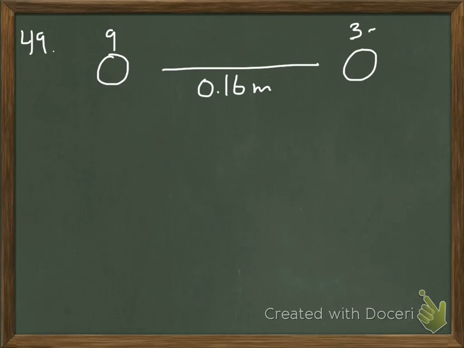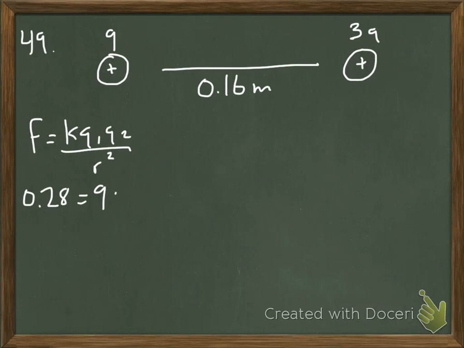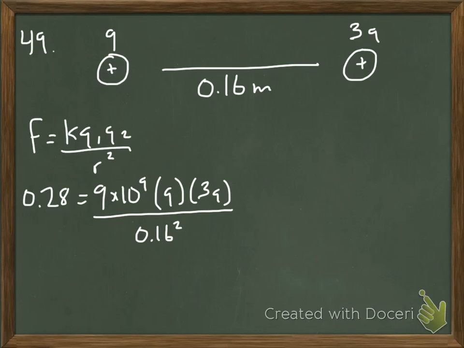Number 49, we have 2 charges here. We call them Q and 3Q. We don't know what they are, but we can still set up our equation because we know everything else. We know the force, we know the K, we know the R. So we can plug everything in. We just leave the Q's as Q and 3Q. And then we cross multiply.